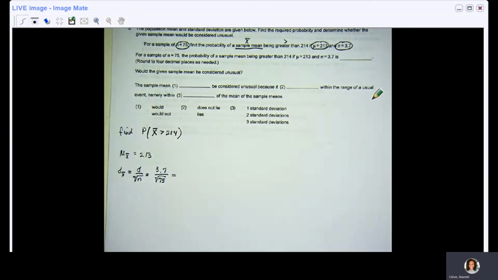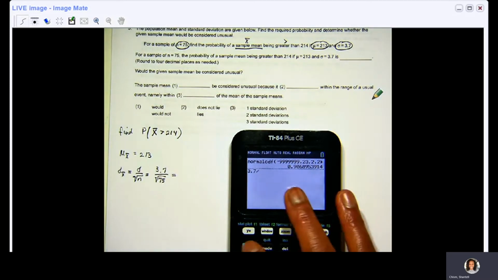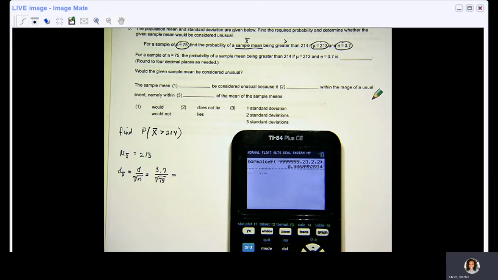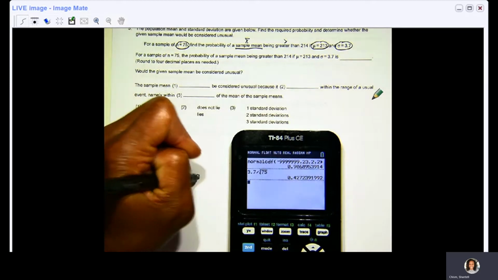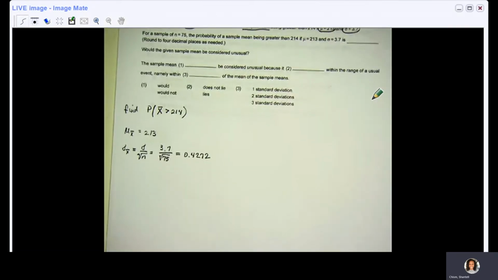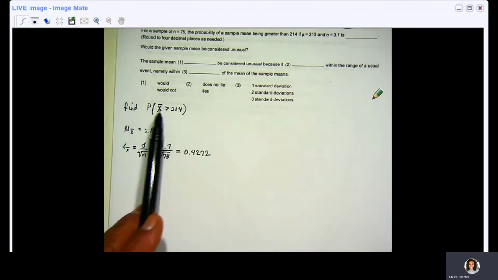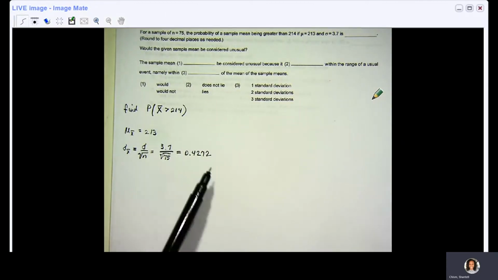And we're going to, of course, round that to about 4 decimals. So let's take 3.7 and divide that by square root of 75. And we get 0.4272, if I go 4 decimals. Okay? So here's what I want to find the probability for, and here are my parameters for x bar.